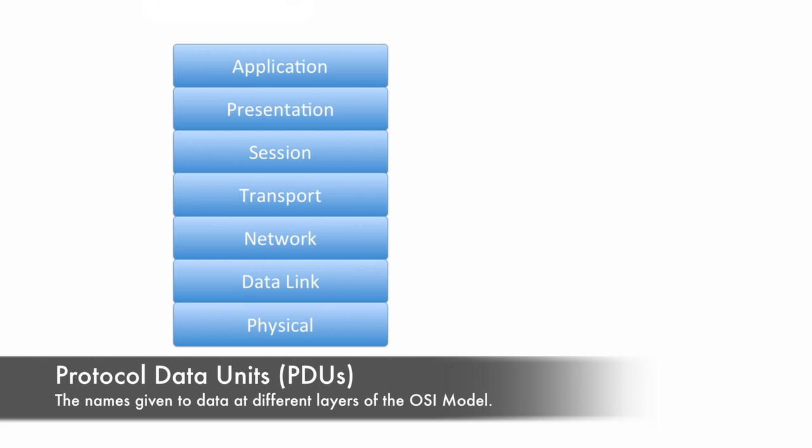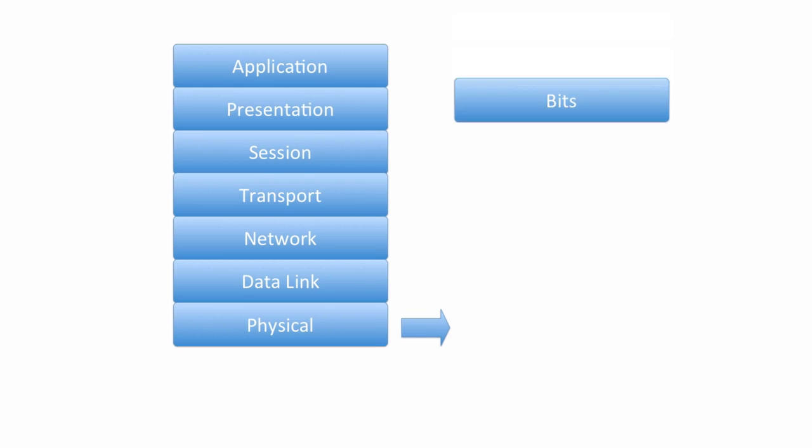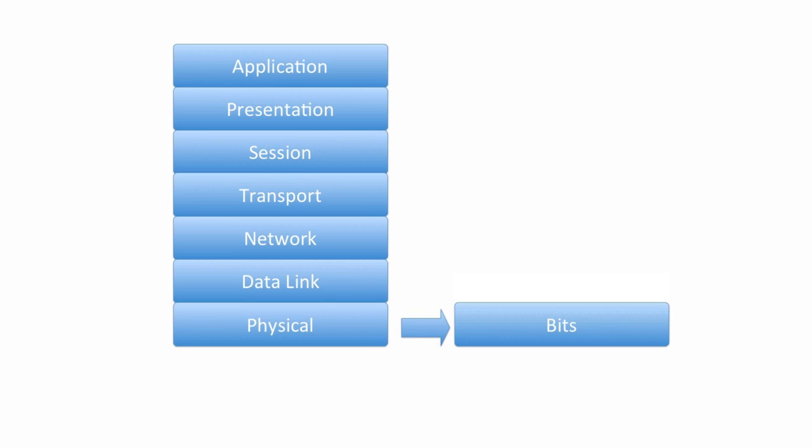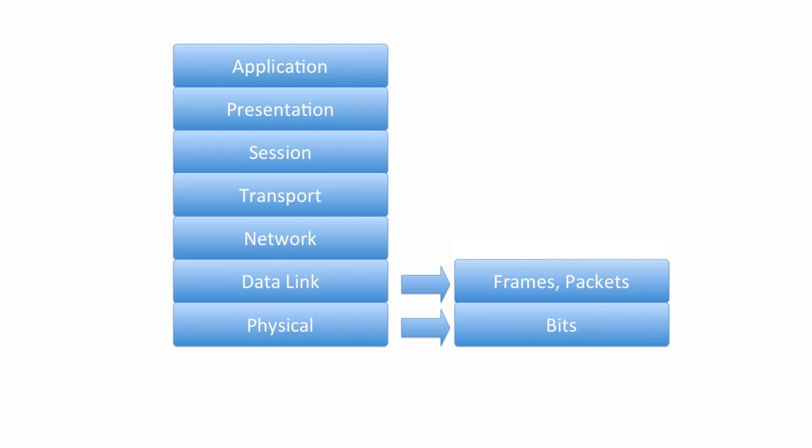Down at the physical layer, data can be represented as bits, ones or zeros. On a copper cable, a binary 1 might be the presence of voltage. A binary 0 might be the absence of voltage. Up at the data link layer, a PDU is a frame. That's what we normally say at layer 2.